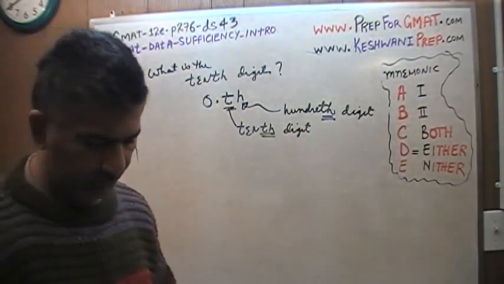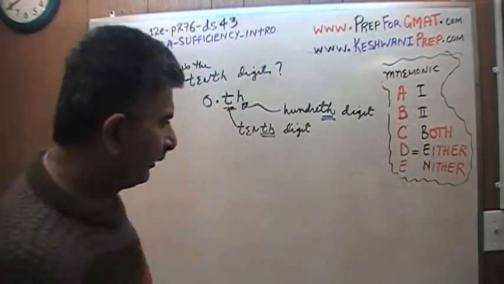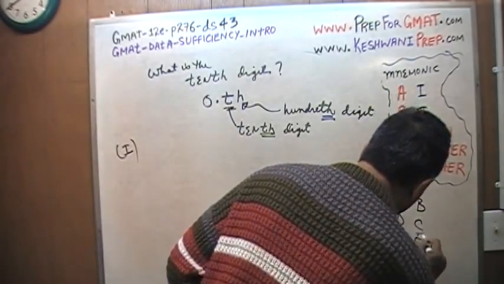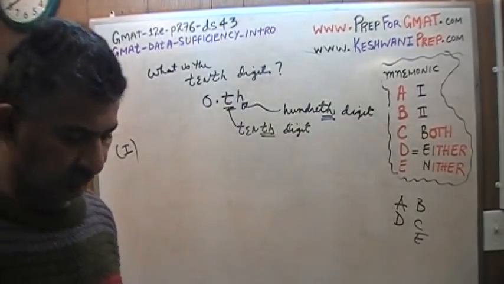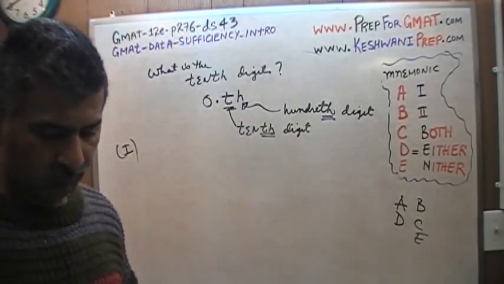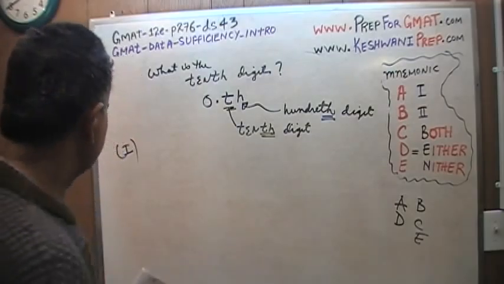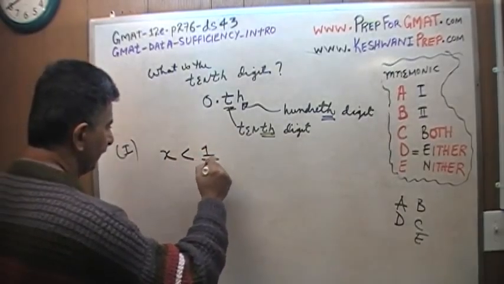Let's see what they give us in the two statements. Before we actually start the solutions, let's write down here A, D, B, C, E. This is, after all, a data sufficiency problem, and that's the very first thing we should do before we worry about solving the problem. The first statement tells us that the number is less than 1/3. This number that we're dealing with, which we know nothing about, we are told that it is less than 1/3.